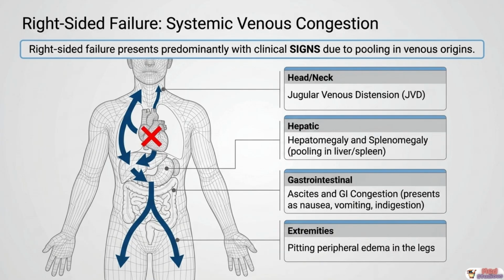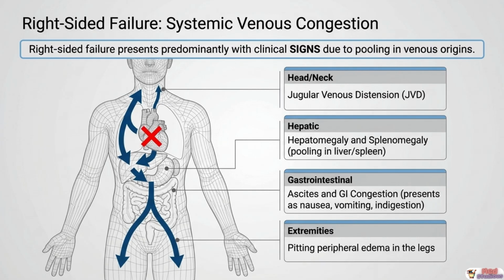In the head and neck, elevated central venous pressure is reflected directly in the external and internal jugular veins, producing jugular venous distension, or JVD. This is one of the most specific signs of right heart failure and elevated right atrial pressure. In the hepatic circulation, venous engorgement of the hepatic veins produces congestive hepatomegaly. The liver becomes enlarged, tender, and pulsatile in tricuspid regurgitation. Concomitant splenomegaly develops as the portal system backs up.